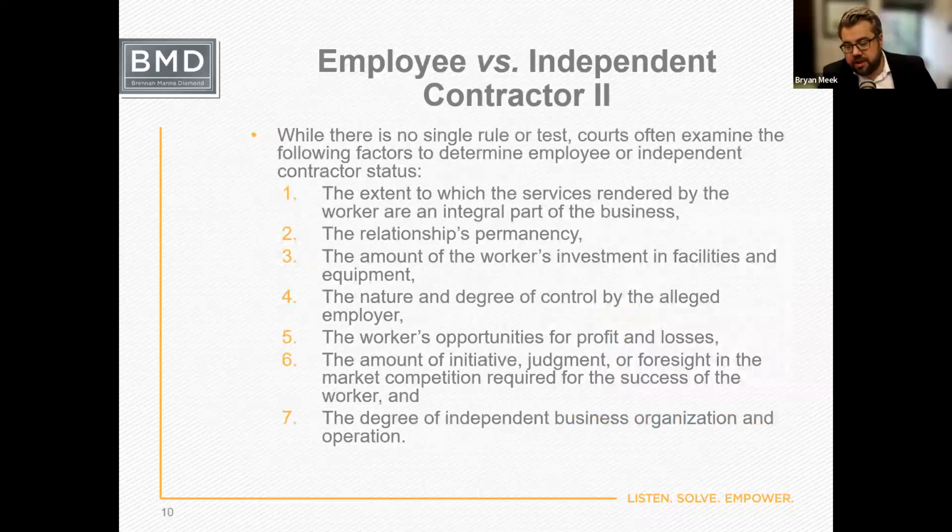So let's start with some of the factors. You don't necessarily have to meet all of these factors. It's a scale that's weighted case by case, but these are the factors that most courts and the Department of Labor look at, on the screen now. The first is the extent to which the services rendered by the worker are an integral part of the business. The example I often like to use is, let's say you're a medical office and you hire someone to come in and fix the toilet, such as a plumber. That worker is a contractor. The medical office isn't in the business of plumbing, right?